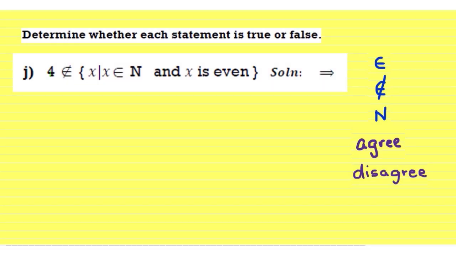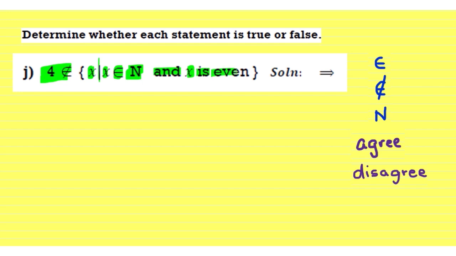Our next problem says that 4 is an element of the set X such that X is an element of the natural numbers and X is even. So we have to keep all this straight. This is our set, in set notation: X such that X is an element of the natural numbers and is even. But they are saying that 4 is not an element of that set. This is the not symbol.